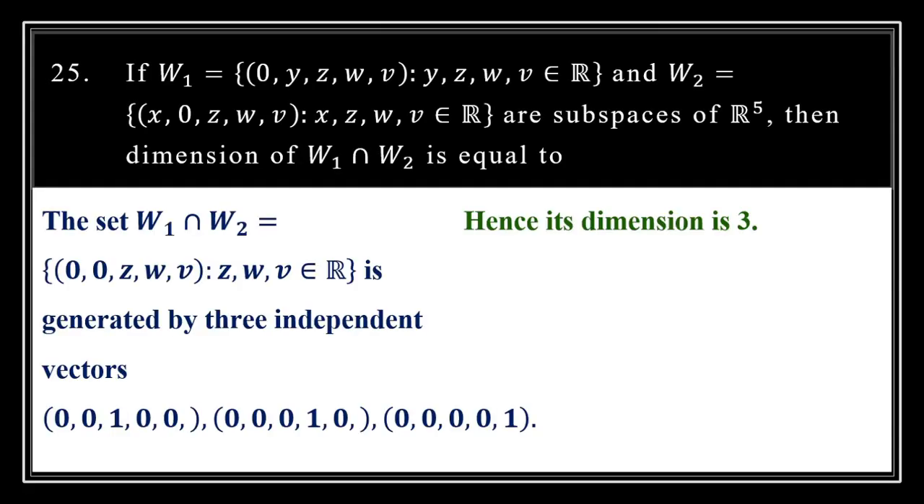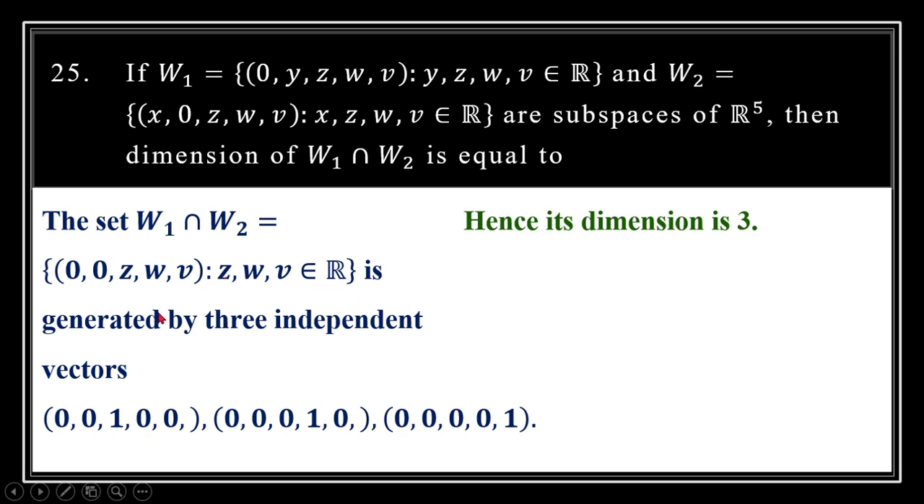See, the set W1 intersection W2 is nothing but the set of vectors which satisfies the property of W1 as well as the property of W2. What are the properties of W1 and W2? W1 contains those vectors in R5 whose first component is compulsorily 0, and W2 contains those vectors in R5 whose second component is compulsorily 0. So W1 intersection W2 contains all those vectors in R5 whose first and second components are both 0. So W1 intersection W2 becomes the set of vectors (0, 0, z, w, v), where z, w, v are real numbers.